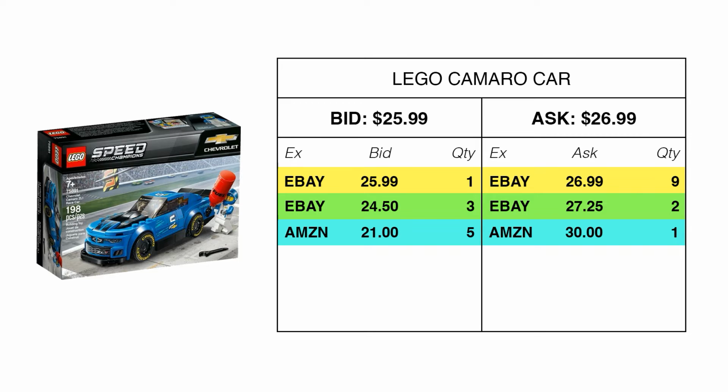So let's look at the next bid down. Here we see another bidding order from eBay at even a lower price of $24.50 for 3 items. And below that, we also have a bidder, not from eBay, but from Amazon this time, at $21 for 5 items. I know Amazon doesn't take bids, but just go with it for this example. And on the ask, we've got the next seller up from eBay at $27.25 for 2 items, and another selling order coming from Amazon at $30 for 1 item. And it's as simple as that.